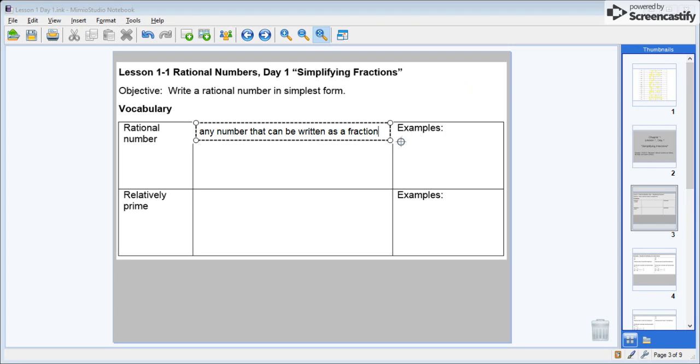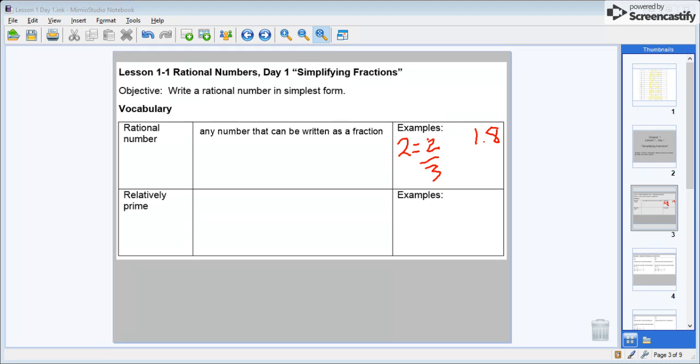Okay, so an example of something that could be written as a rational number would be the number 2, because 2 can be written as a fraction as 2 over 1. Okay, another example would be the decimal 1.8, or 1 and 8/10. I could rewrite this as 18 over 10.